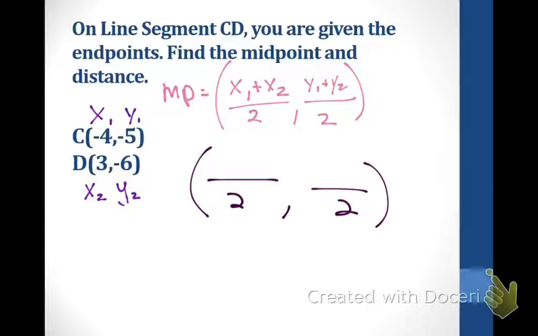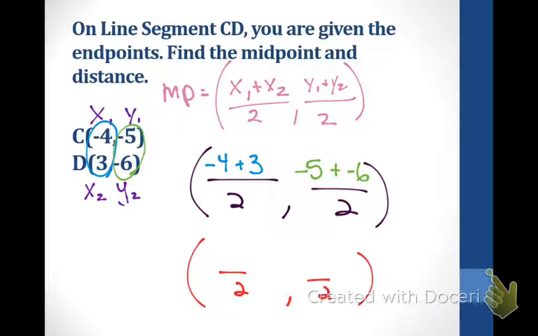what are my two X's that I'll plug in? -4 and 3, so -4 plus 3. And then what are the two Y's I'll plug in? -5, -6. So -5 plus -6. All right, so from here we simplify. What is -4 plus 3? -1. -1 over 2, can that be reduced? No, so the answer is -1/2. You could also have the negative on the outside of the fraction, doesn't matter.